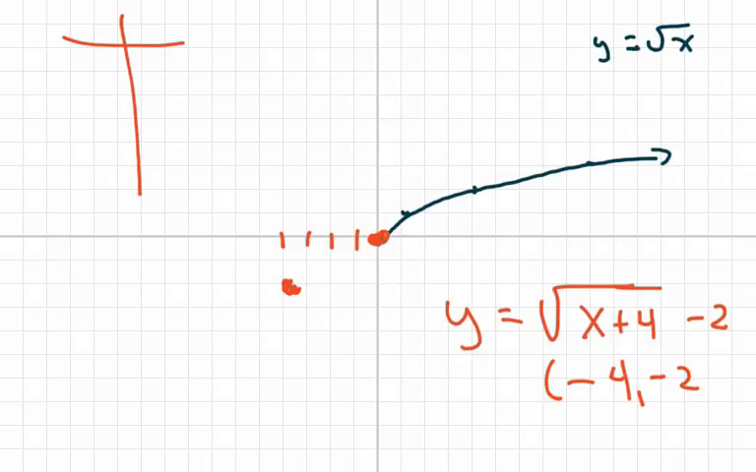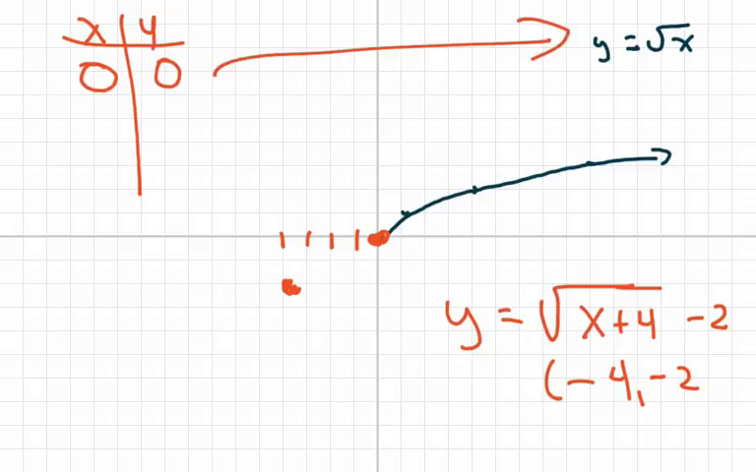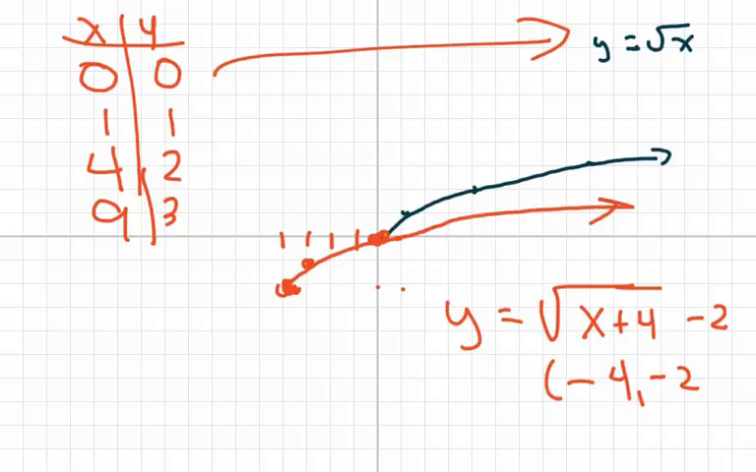So if I did 0, 0 goes to 0, and I'm talking about my parent function. Square root of 1 is 1. Square root of 4 is 2. Square root of 9 is 3. So you pick points to help you graph this. So I'm just going to start from here. And if I go over 4, it goes to 2. And you can go so on and so on. And I'm just sketching it. But there it would be. I just shifted the whole thing left by 4 and down by 2.